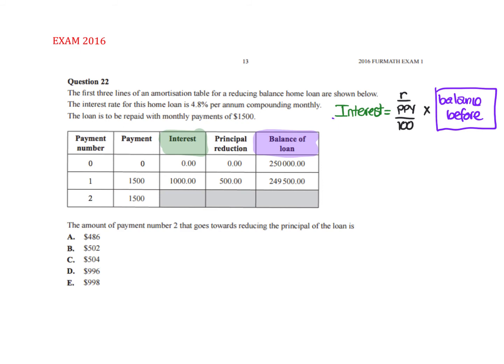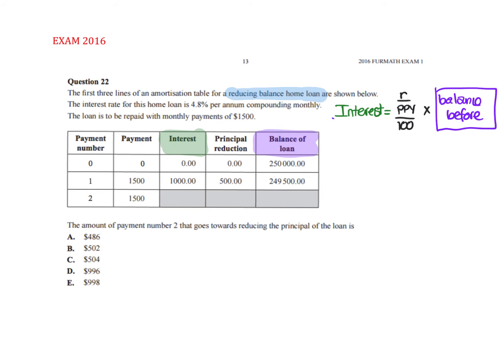Okay, the first 3 lines of an amortization table for a reducing balance loan, home loan, are shown below. So this is really important that you know what scenario it is as well, because we use these tables with investments as well.